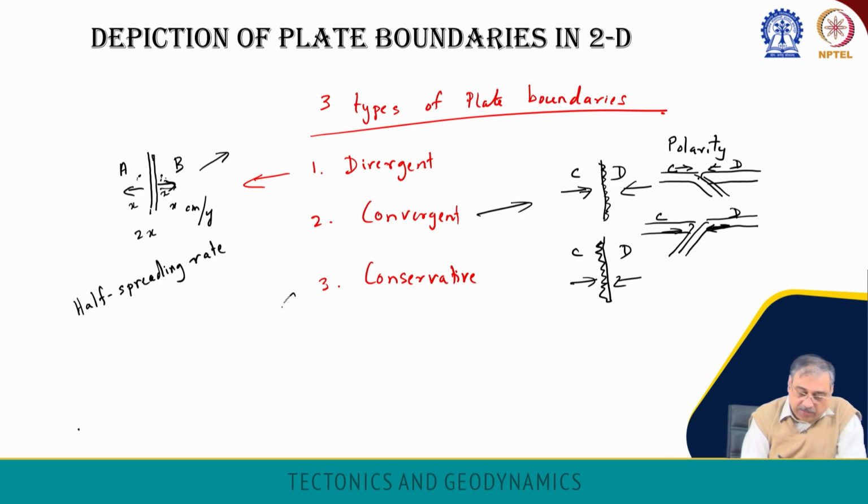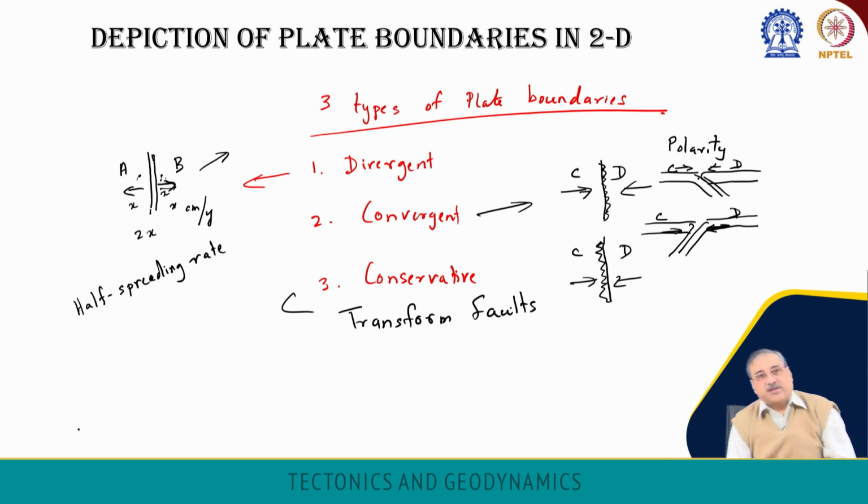Now, what about the conservative plate boundaries? These are what we call transform faults. These are my transform faults. Now, how do I actually depict them on this kind of diagram? Once again, we have to show them as a line. So, let us say we have a line like this.